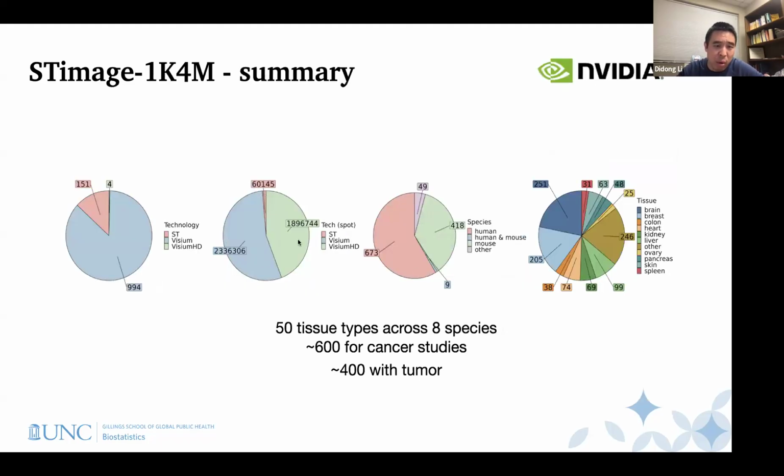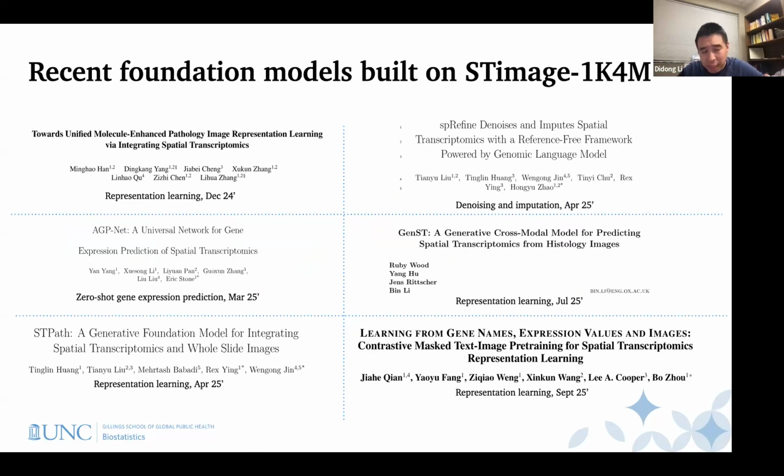And this is just a quick summary. This dataset captures about 50 tissue types across 8 species, about 600 are for cancer studies. The 2 leading tissue types are brain and breast, and this work is supported by NVIDIA. What makes it more exciting is that after it was released, within a year, we can find 6 foundation models trained using our dataset for, say, representation learning, denoising, gene expression imputation, or zero-shot gene expression prediction.